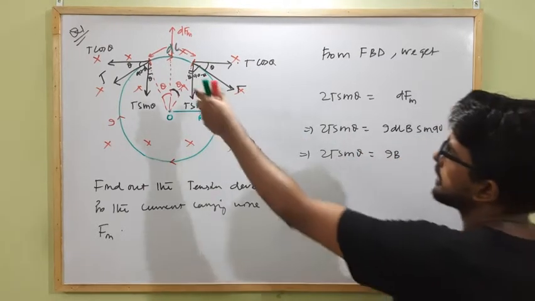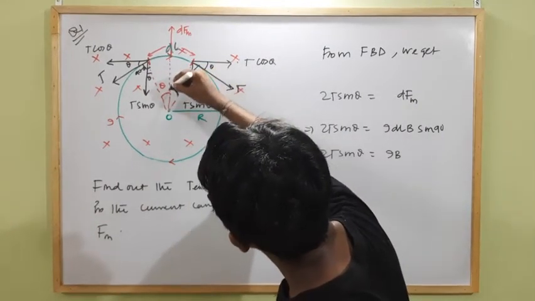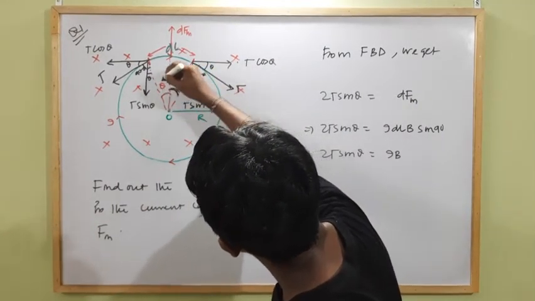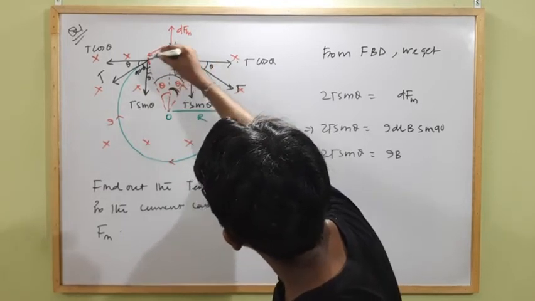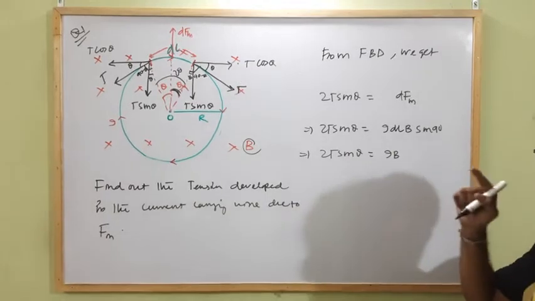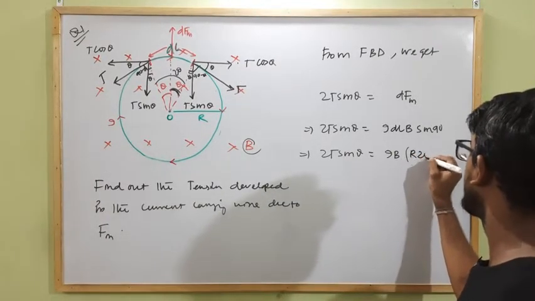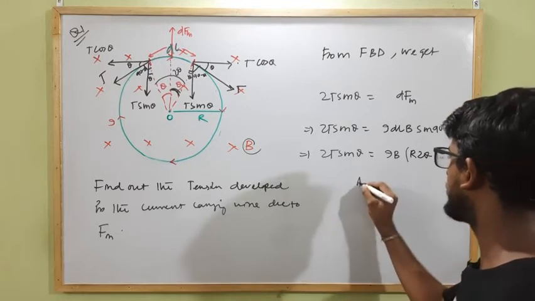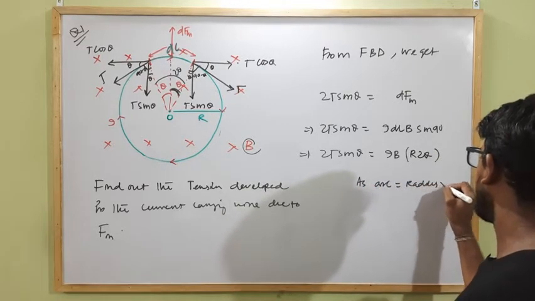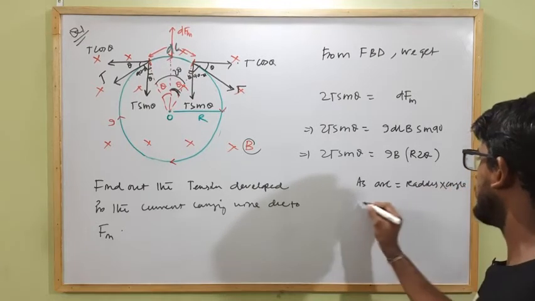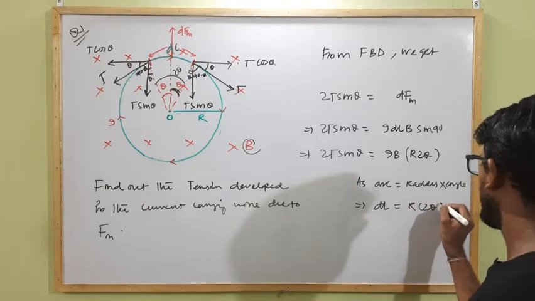What is the value of dl? If this is the radius R, this angle is theta, this angle is theta, so the complete angle here will be 2 theta. Radius is R, so arc dl equals radius into theta. So dl equals how much? R times 2 theta, as arc equals radius into angle. This implies dl equals R into 2 theta.